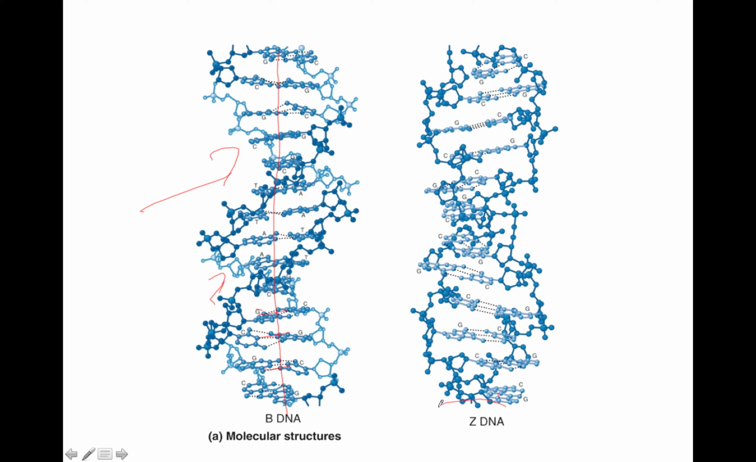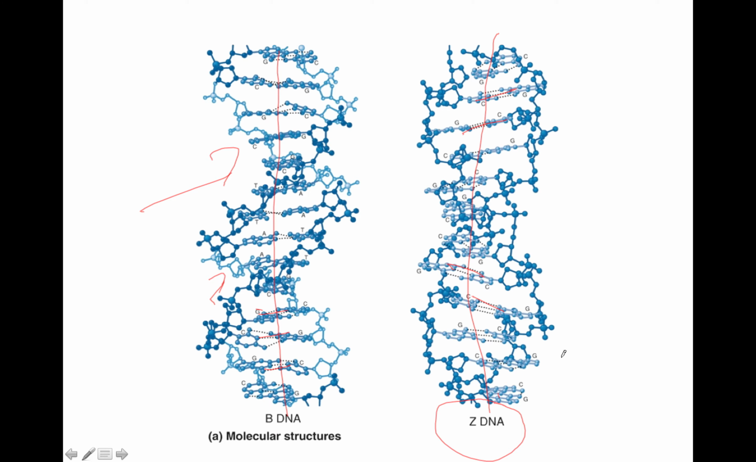There have been reports in the literature of Z DNA. This is basically an experimental test tube version of DNA. It is an opposite helix instead of a left-handed helix. This is a right-handed helix, and you notice that the bases are not perpendicular to the axis, but they're on a slant. It's wider as well.